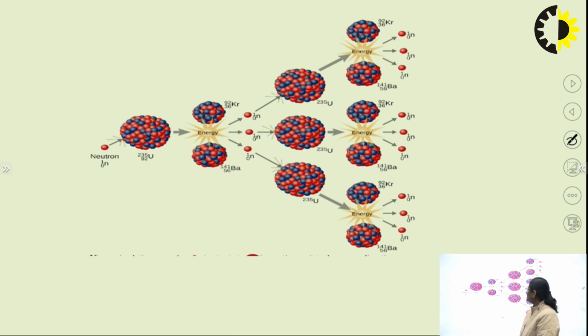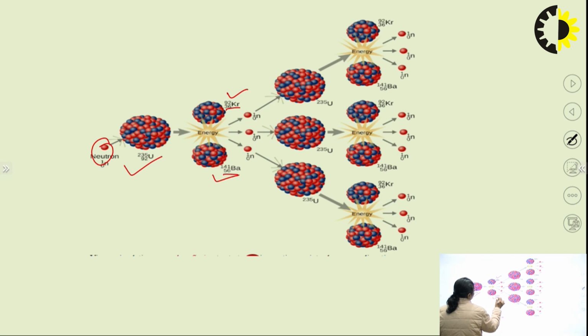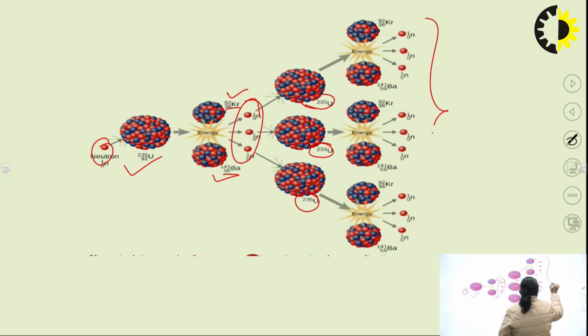This is the representation of this chain reaction. Uranium-235, bombardment of a neutron. Now you see the chain reaction, the daughter nuclei are krypton and barium. Further, it results in 3 neutrons, another U-235 nucleus, another one. Again, it will result in this manner. The process will proceed in this manner. If it is not controlled, it will result in explosion.